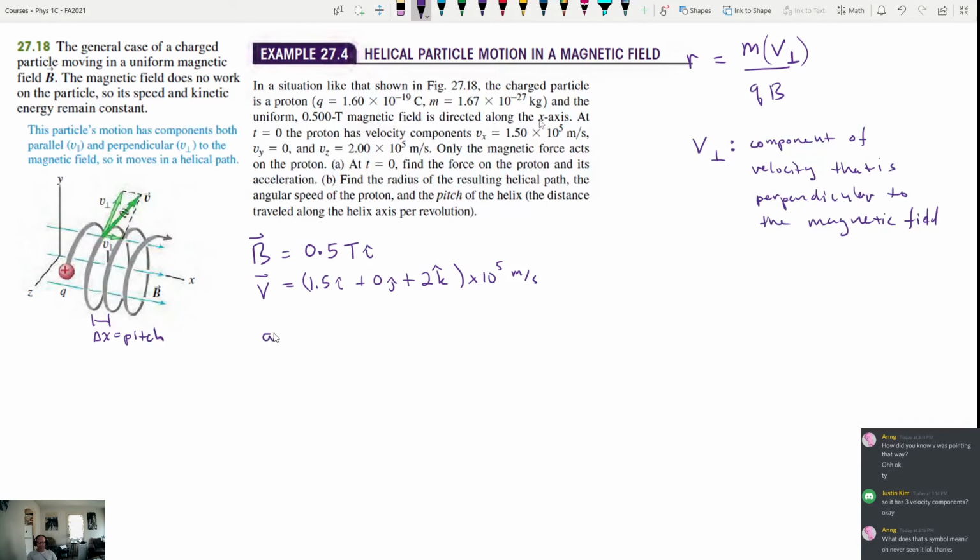Part A. Let's do that first. It says, at t equal to 0, where the velocity has the components Vx equal to this, Vy equal to 0, and Vz equal to this, we want to calculate the force on the proton and its acceleration. Okay, so we want to find force on the proton, which is going to be magnetic force, and we want to find acceleration. Okay?